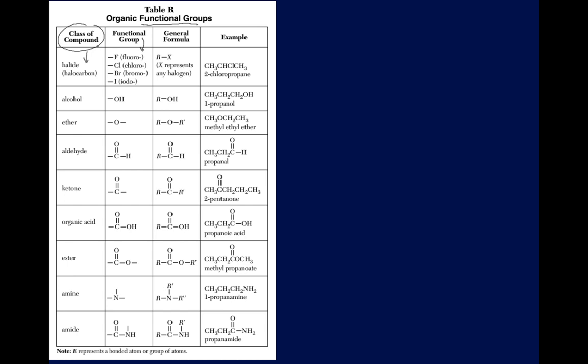The general formula, these two columns are really the same. The R simply means that's the rest of the carbon chain. If you see R prime, that simply means that the two chains can be different. They can be the same or they can be different. And the last example is really the key to this, because they not only give you an example, but they also give you the structural formula, and then the name of what that would be. So it kind of helps you along.